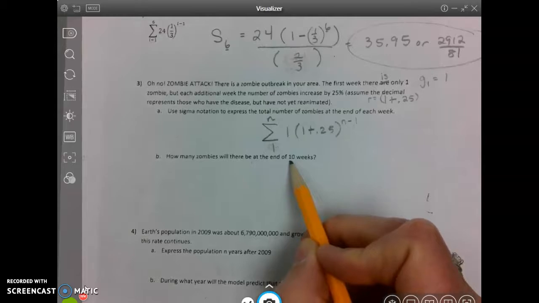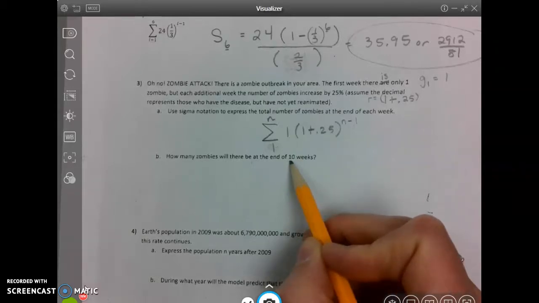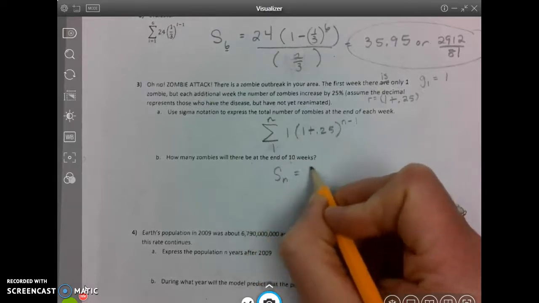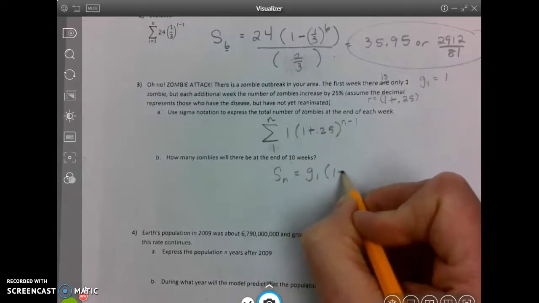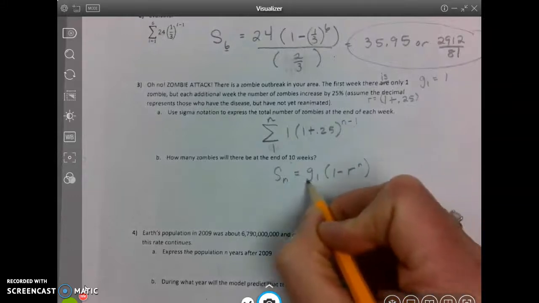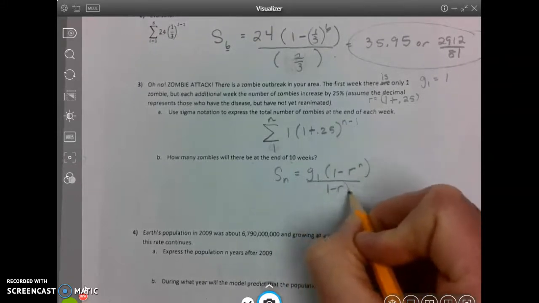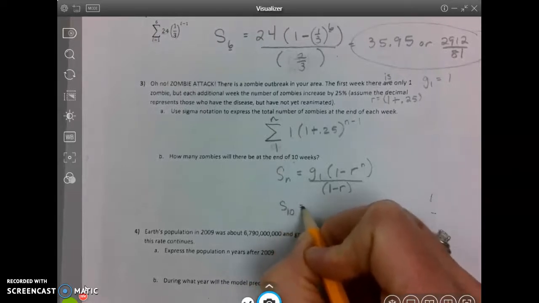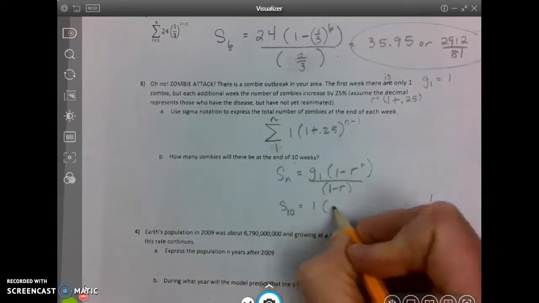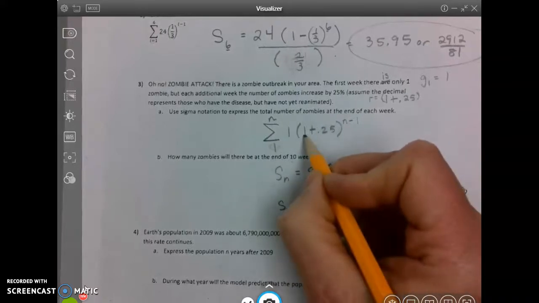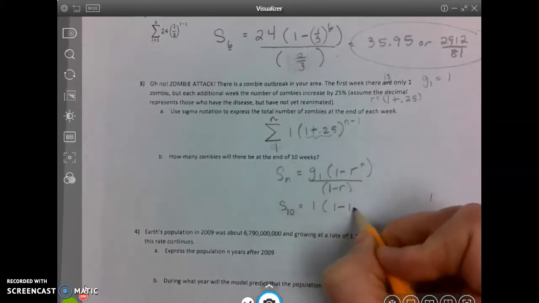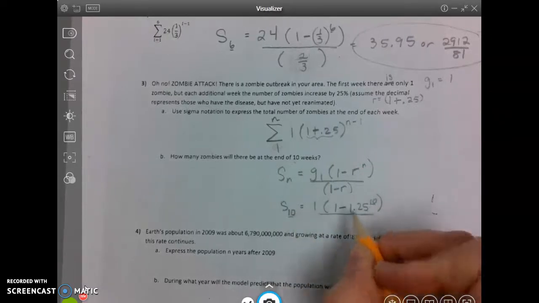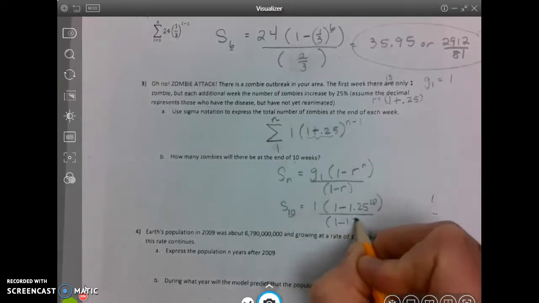How many zombies will there be at the end of 10 weeks? Okay, so I'm going to use my summation for a geometric series, which is g sub 1 times 1 minus r to the n, all divided by 1 minus r. So let's see, that's going to be s sub 10. The first term is 1. 1 minus this whole thing is r, so 1 minus 1.25 to the 10th. Notice these should always match. All over 1 minus 1.25.